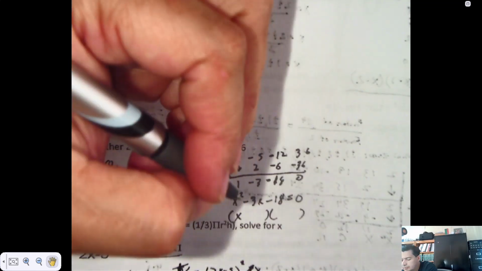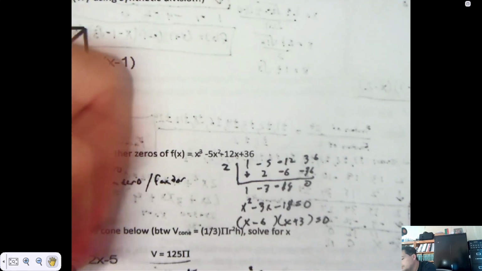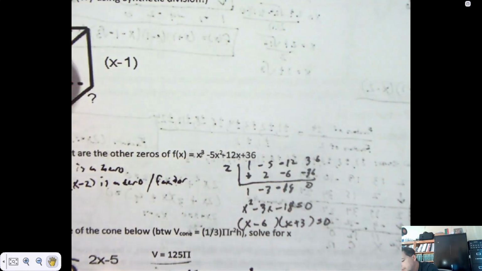And that bad boy factors. She factors as x minus 6 and x plus 3. There's your two other zeros, right? If I use the zero product property, my other zeros are x equals 6 and x equals negative 3.